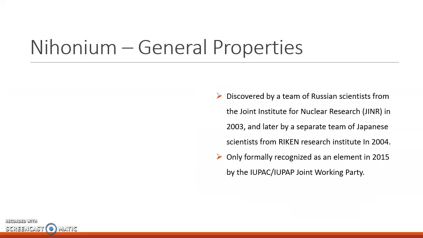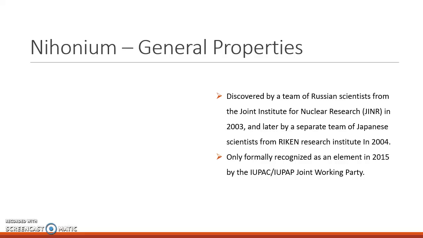The last element in group 13 is nihonium. The synthetic element is very radioactive and was discovered at around 2003 and 2004 by a team of Russian and Japanese scientists. It should be noted that these teams discovered nihonium separately, and it was only in 2015 that it was formally recognized as an element.